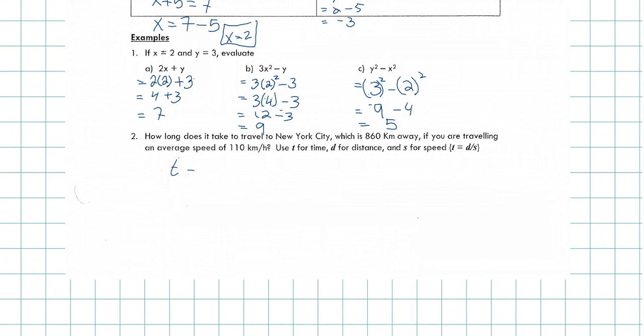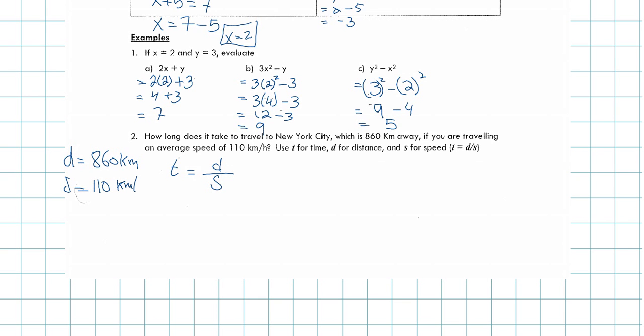So how do I get to solve this question? What do I know? I know the distance, which is D. So D equals 860 kilometers. What else do I know? Speed, which is S equals 110 kilometers per hour.